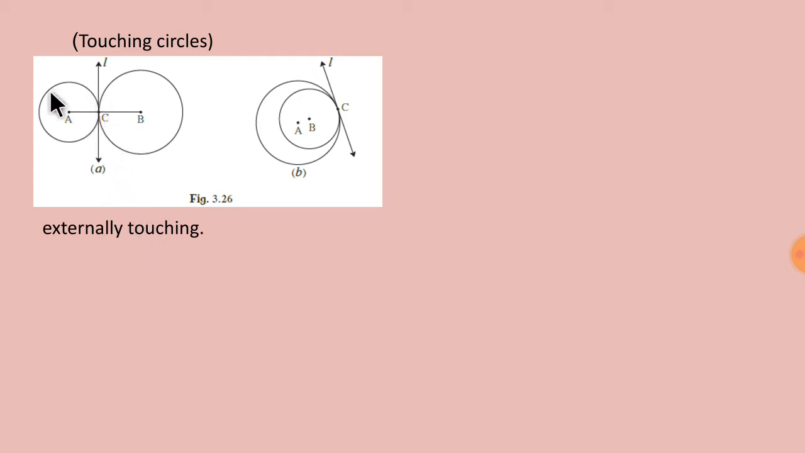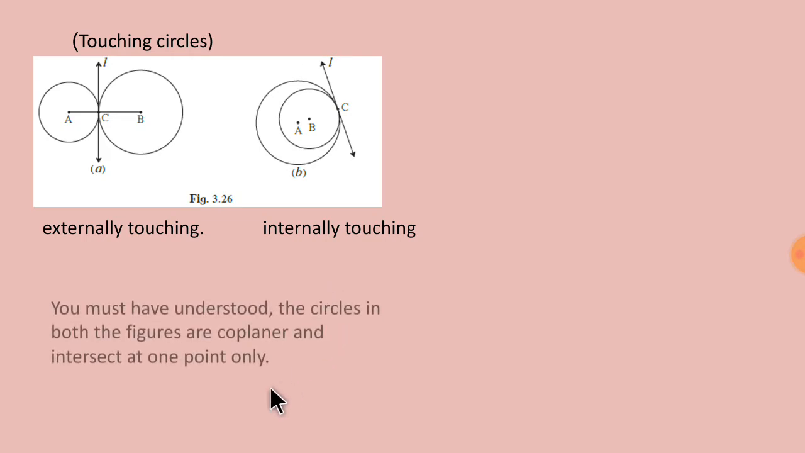म्हणजे जे वर्तुळ एकमेकांना बाहेरून स्पर्श करतात त्या वर्तुळांना काय म्हणतात? एक्सटर्नली टचिंग सर्कल्स असे म्हणतात. Circles which touch externally each other is called externally touching circles. And here is internally touching circles. Means small circle with center A touch large circle with center B internally at point C. This type of circles are called internally touching circles.